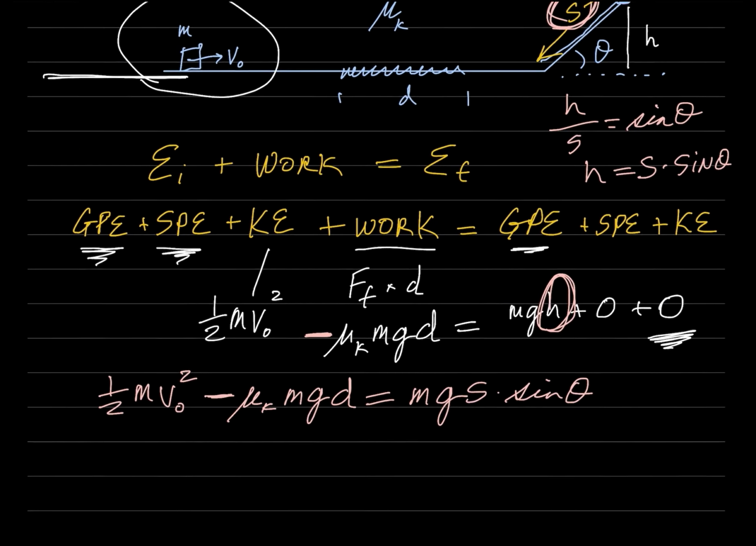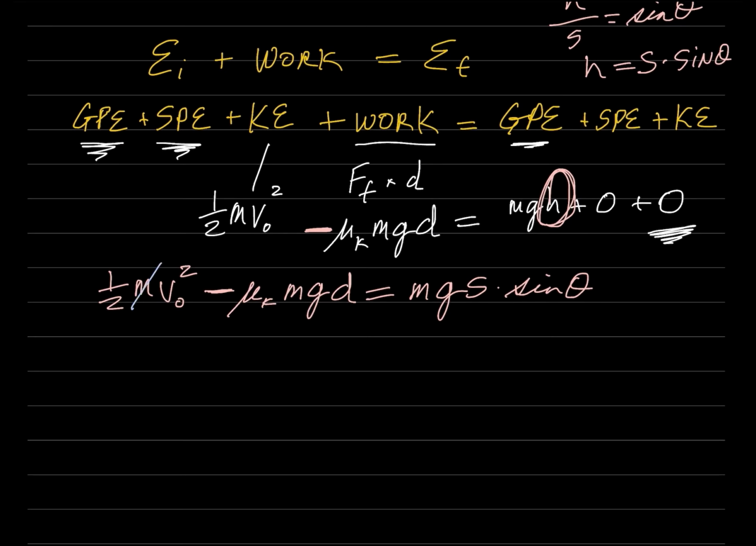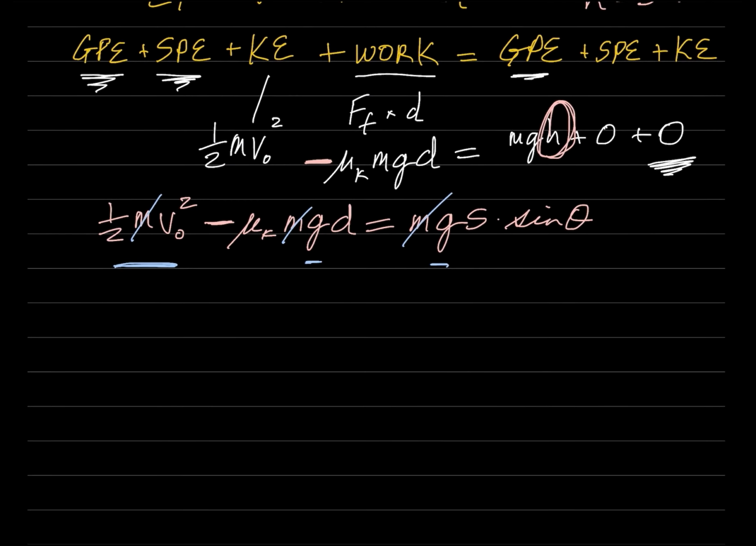So, as happens so frequently, we can scratch out the mass from every term, which means the answer will be unchanged if we change the mass. And also, as is very common, note that we cannot remove gravity from every term because gravity is not involved in the kinetic energy. So let's rewrite this.